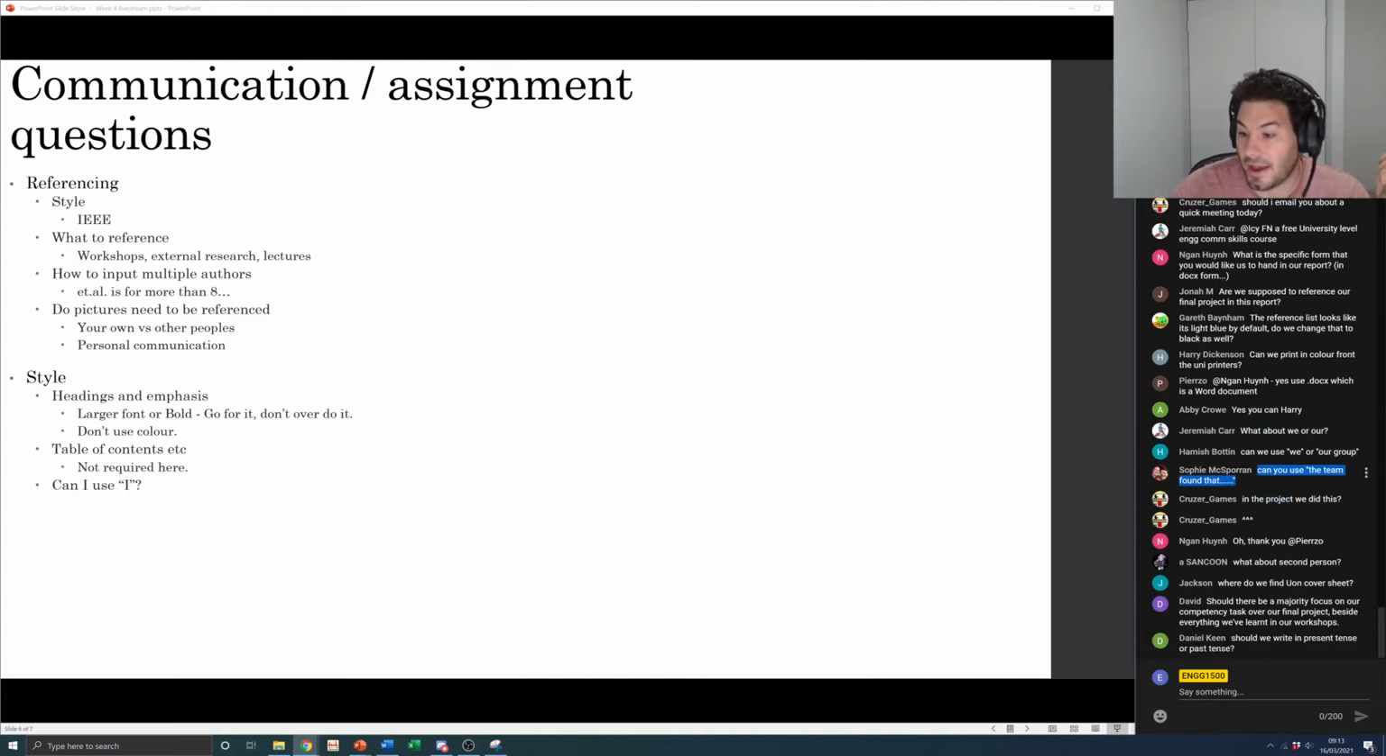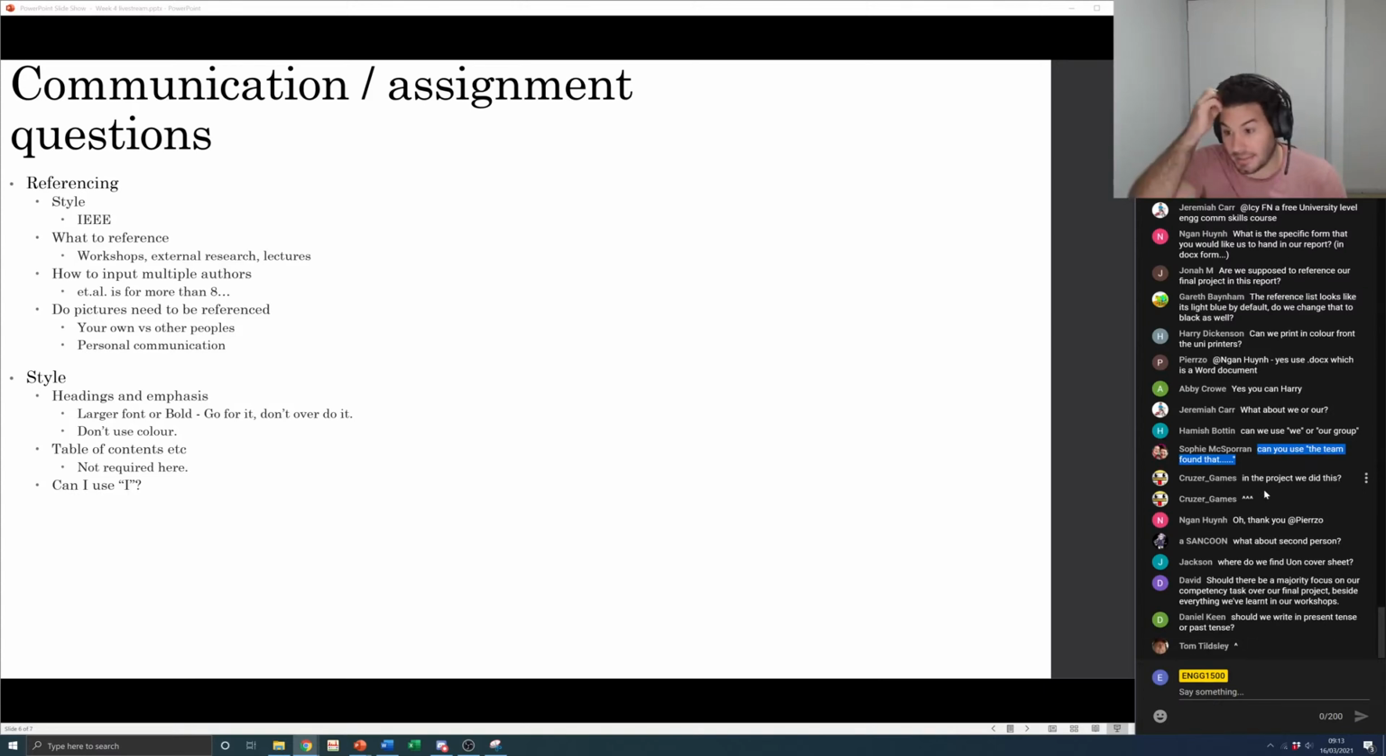Can you use the team found that? Yeah, that would be fine. It might even be better to say it was found that, or it was found. Well, if any team would have found that if they were in your same position, then it doesn't matter that it was the team. It can simply be it was found that. But yes, the team found that is good. I like it. In the project, we did this. Again, that can generally be rephrased as this was done.